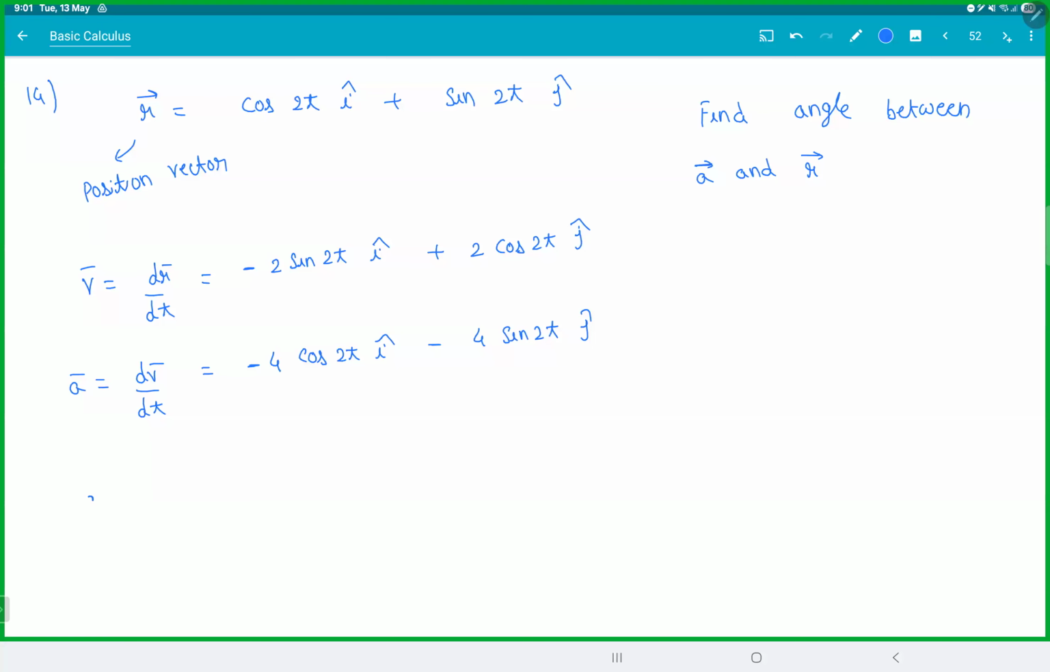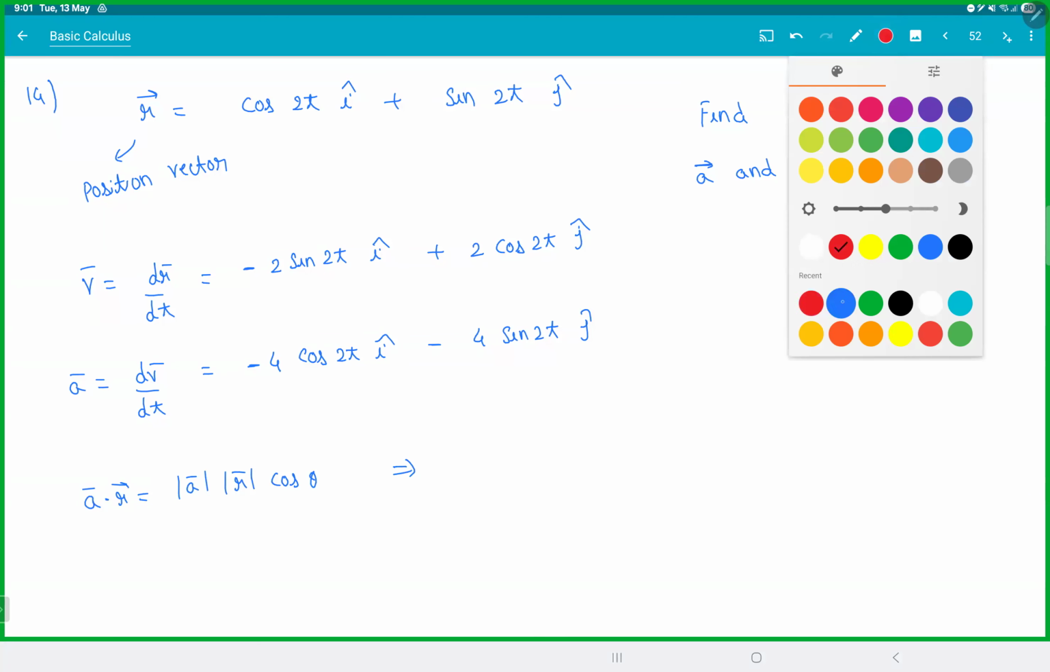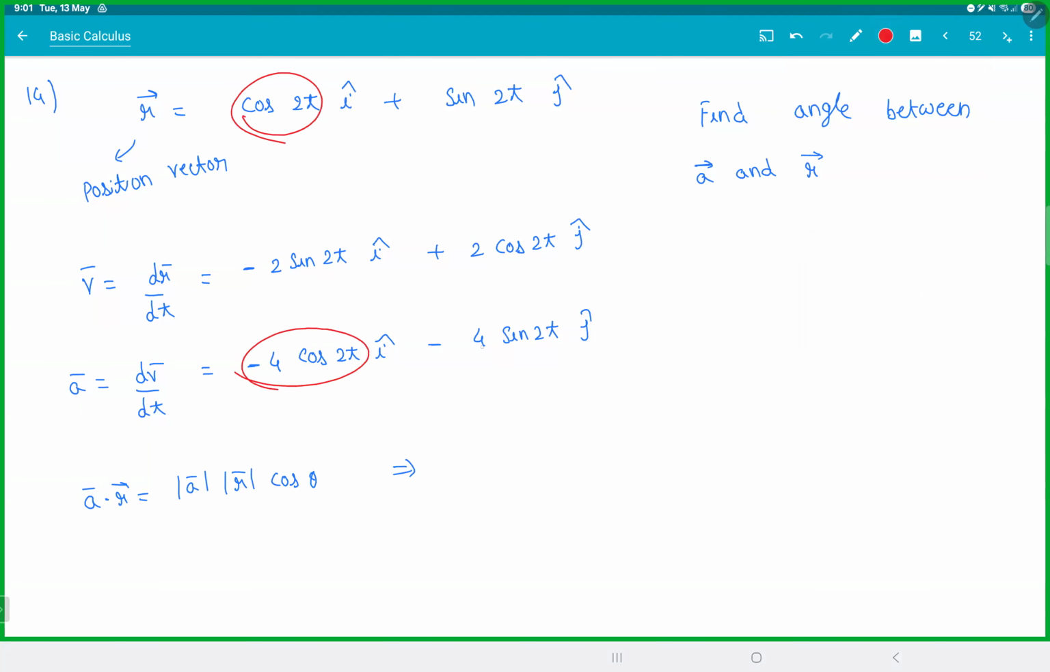Once you got this, you want to find the angle between two vectors. So a bar dot r bar is mod a bar mod r bar cos theta. This is the angle between the vectors. So let's do a bar dot r bar. You have to multiply this and this and this and this. So that will be -4 cos square 2t -4 sine square 2t.